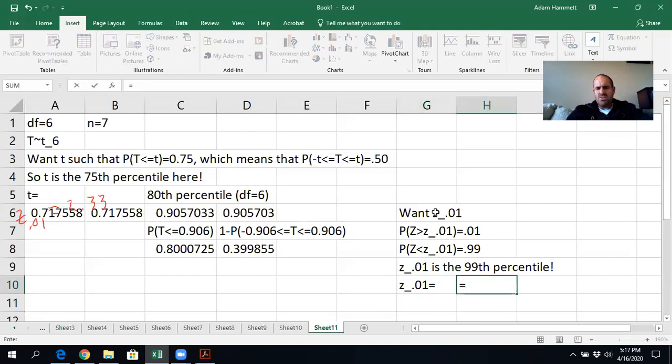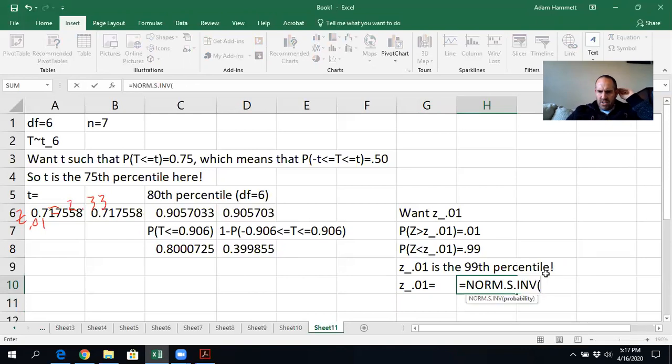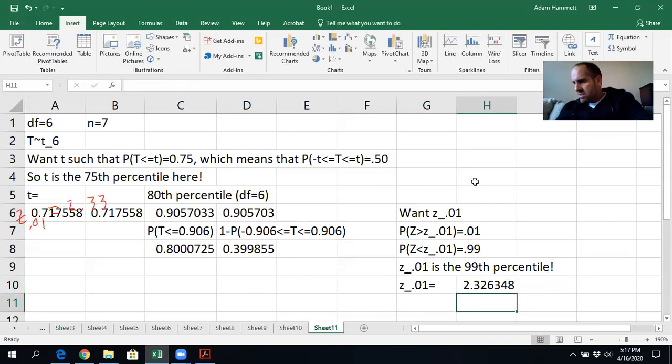We're going to use the standard normal inverse, which is what we want. It asks us for the probability that we want below this, and the answer here is 0.99. And boom, there it is, 2.33. We see it again, 2.33. We had it over here. It's kind of obscured, but 2.33 is what we end up getting here.